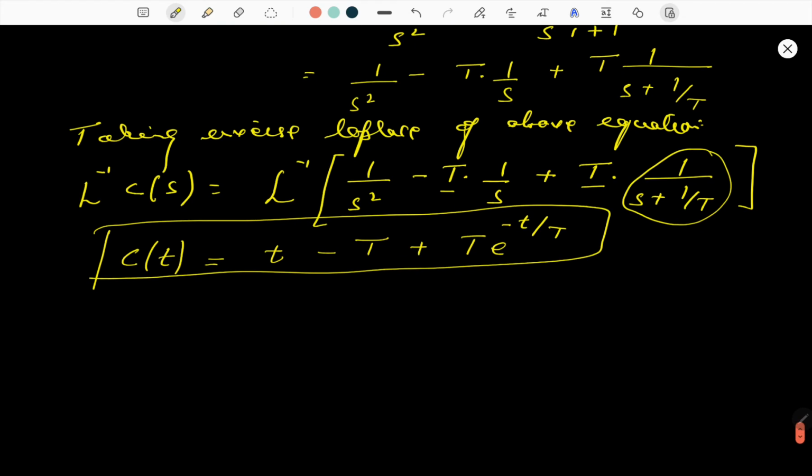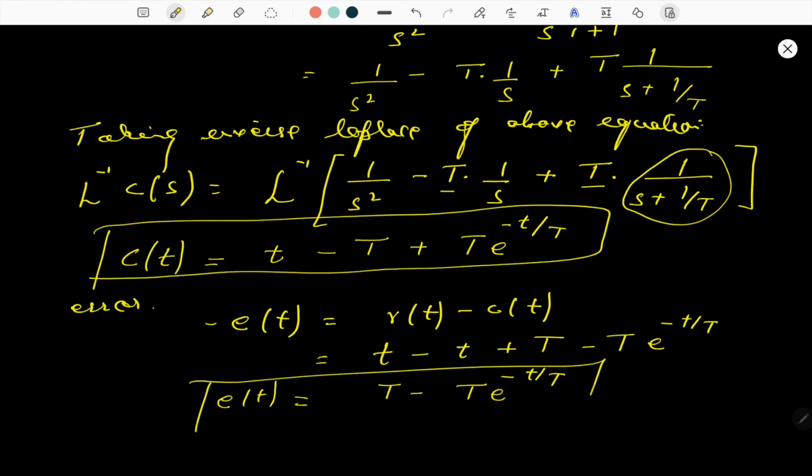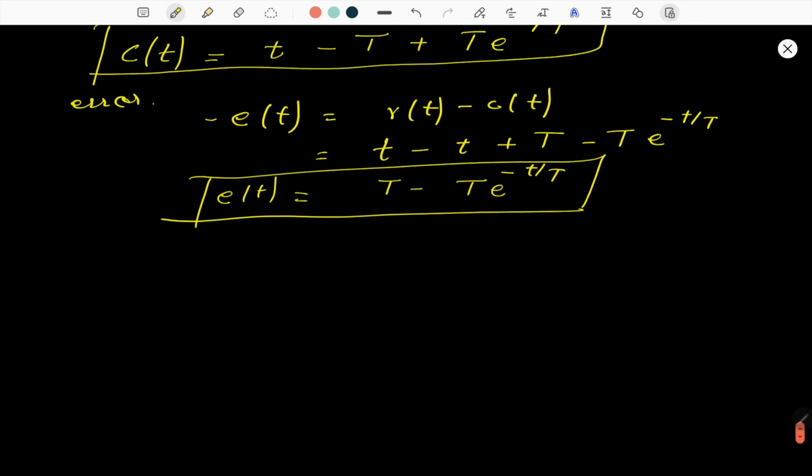So what is the error? As we have already discussed, error is e(t), which is r(t) minus c(t). Okay, so what is r(t)? r(t) we have taken as t because we have taken the unit ramp function as the input. So minus c(t), c(t) is given over here: t minus T plus capital T into e to the power minus t over T. You will get capital T minus capital T into e to the power minus t over T. Okay, so this is the error we are getting when the unit ramp function is applied as the input.